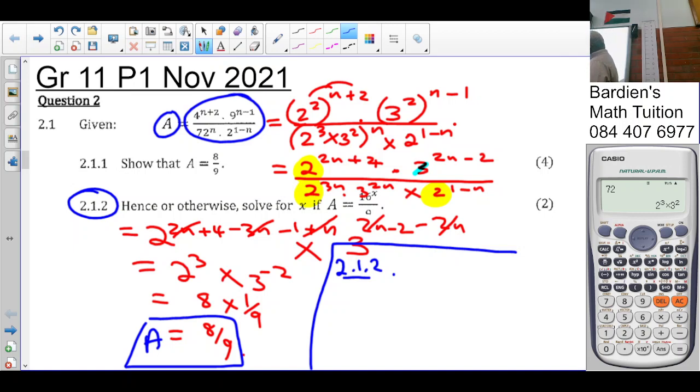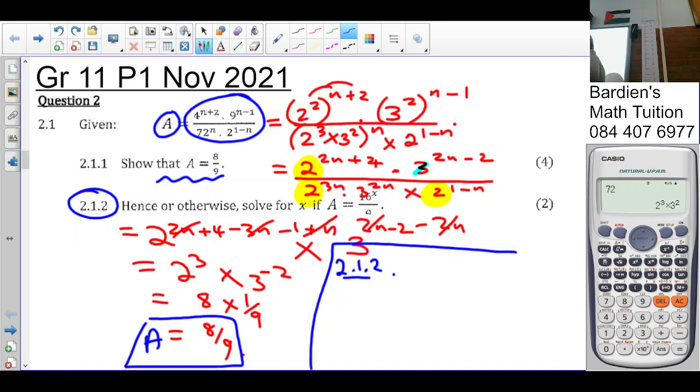So, if A is equal to 8 over 9, as we just showed there, also remember in the show that question, we can't use 8 over 9. We must end off with 8 over 9. You guys understand? So, that is going to be 8 over 9. And here they say hence or otherwise solve for x.